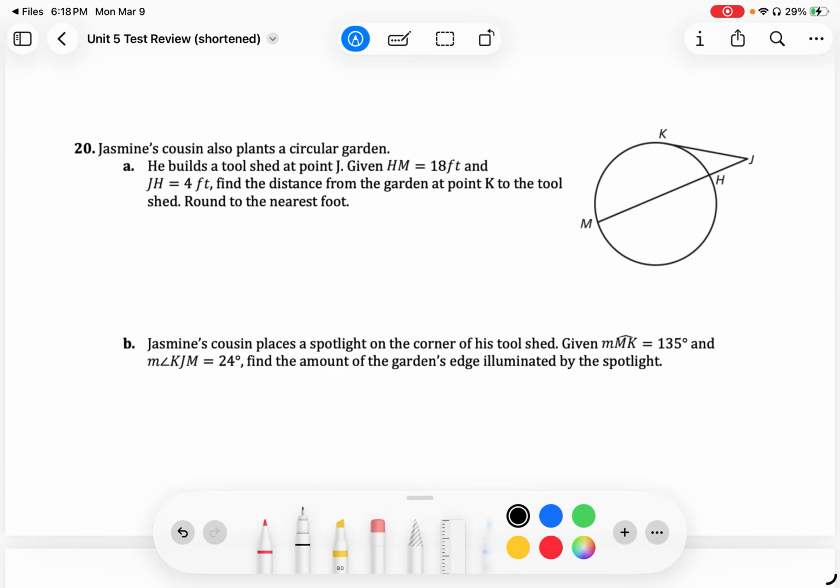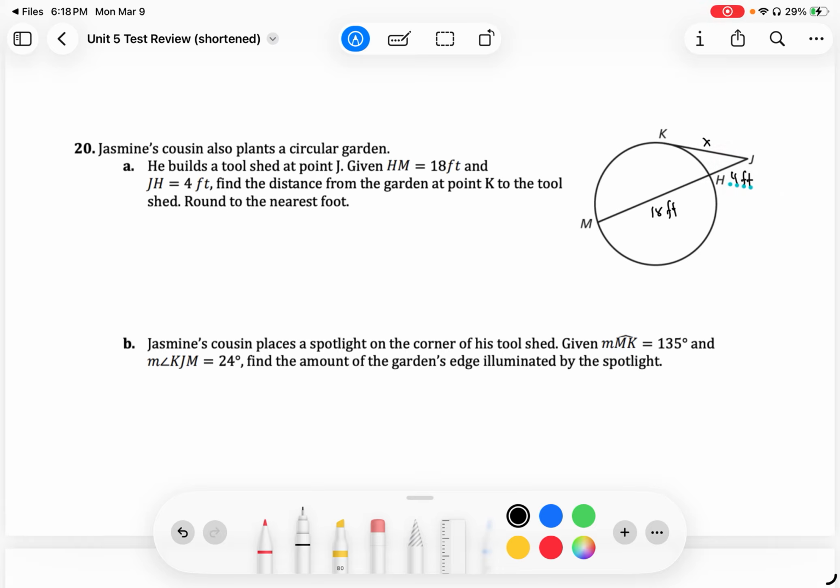Number 20. Jasmine's cousin also plants a circular garden. He builds a tool shed at point J. Given HM is 18 feet and JH is 4 feet, find the distance from the garden at point K to the tool shed.